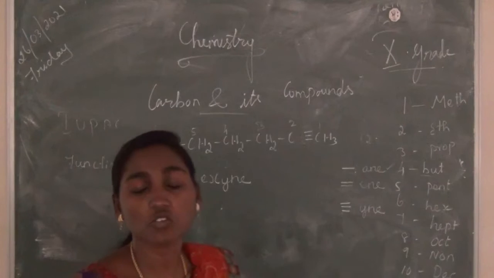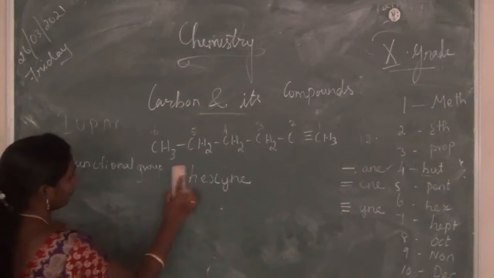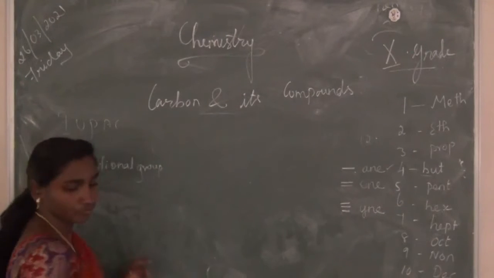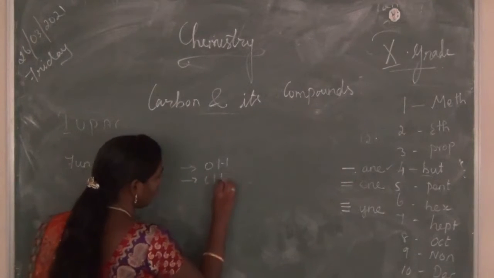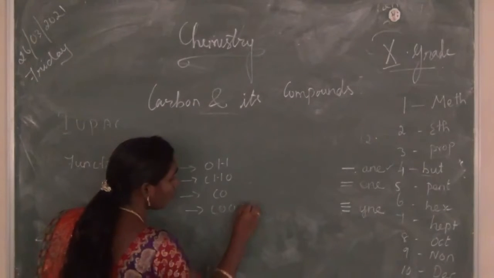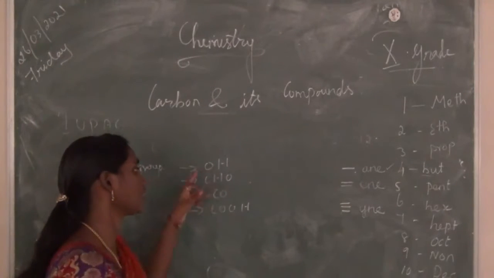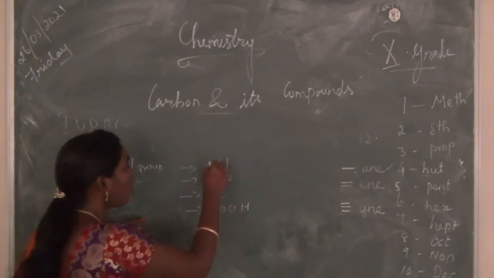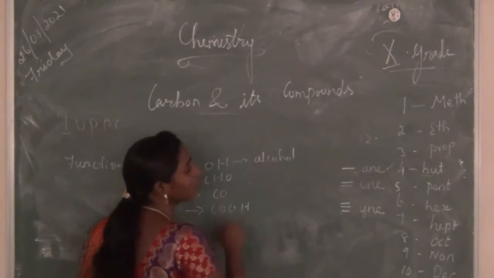As we know, the basic four functional groups are OH, CHO, CO, COOH. Okay, what are the functional groups? OH, CHO, CO, COOH. So OH means that is the alcohol.